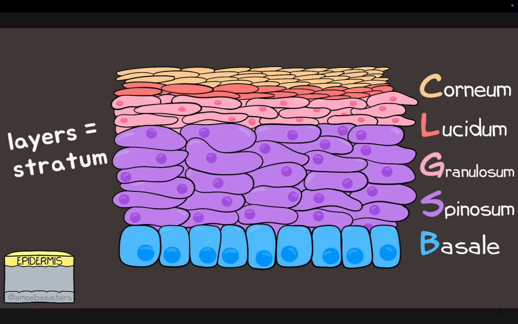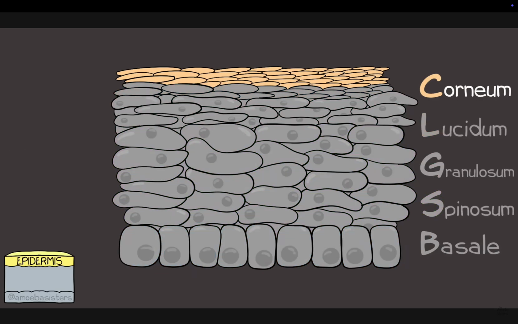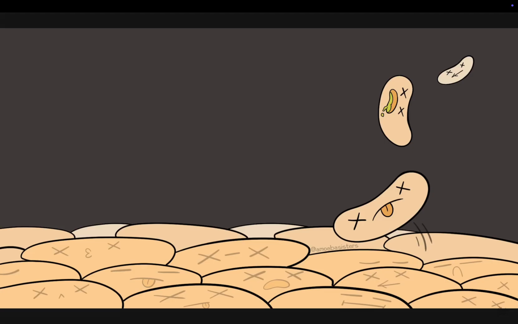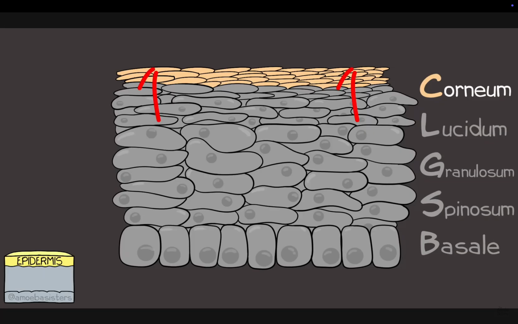The first letter in each word stands for each epidermal layer, which will be called a stratum, which we'll get to now. Outer top layer, we've got the stratum corneum. This layer consists of cornified cells, dead cells. They are continuously shed off with replacement cells coming from layers below.